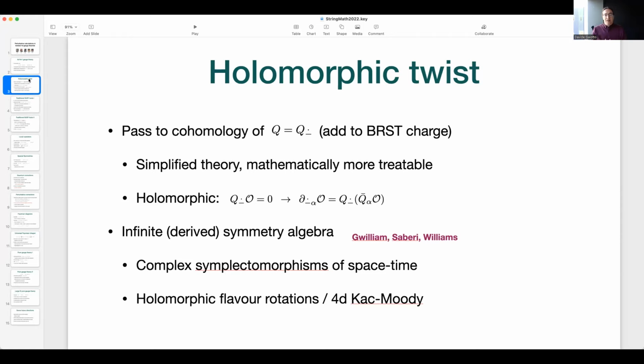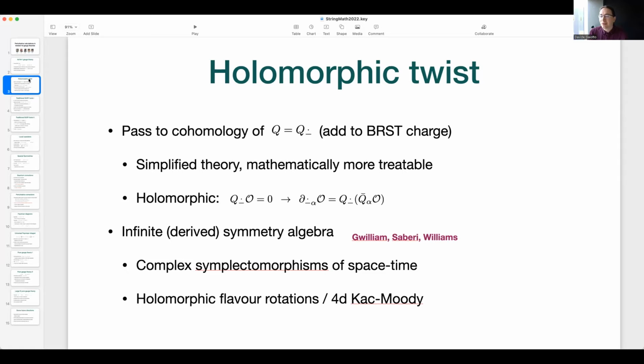And much like two-dimensional theories, a very striking aspect of these holomorphic twisted theories is that they have an infinite symmetry algebra. Essentially, they transform under the complex symplectic diffeomorphisms of space-time. And also, if you have a flavor symmetry in the physical theory, you get things like holomorphic position-dependent flavor rotations. They are kind of a four-dimensional version of the Kac-Moody algebra.